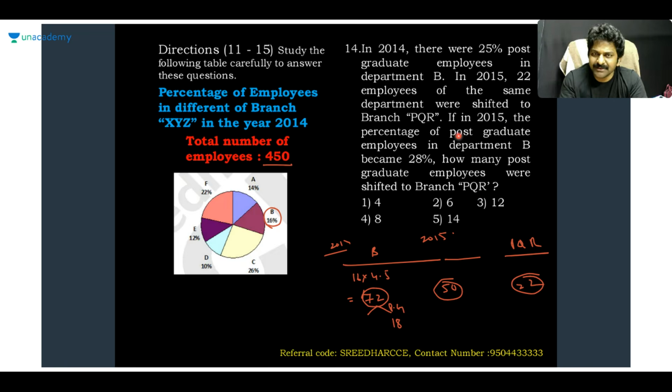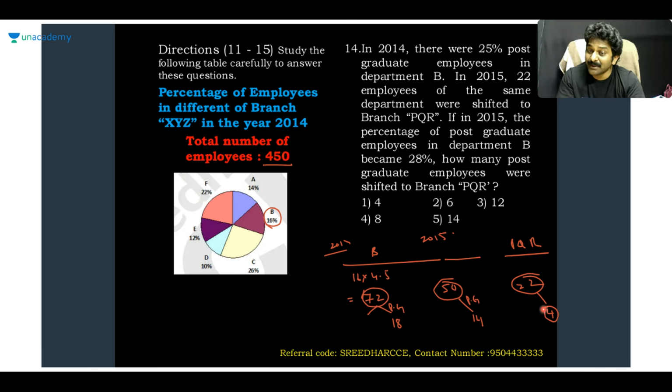The percentage of postgraduate employees in department B became 28%. So now postgraduates are 28% of 50. 28% of 50 in the sense 14. Earlier, how many PGs were there? 18. But now in 2015, how many PGs were there? 14. PGs decreased by how much? 4.